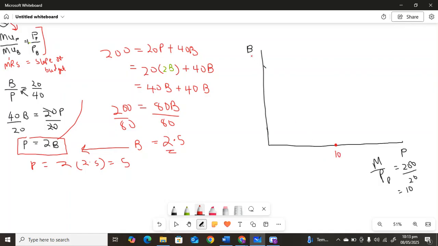And if you want to find out if this person spends the whole 200 kwacha on beef, how much beef can they buy? It's just the income divided by the price of beef. 200 divided by 40, that is 5. Okay, so this is our budget constraint line here.